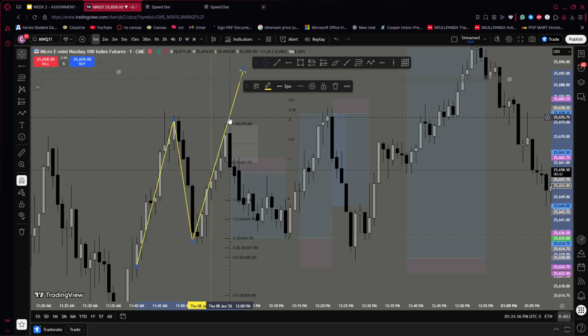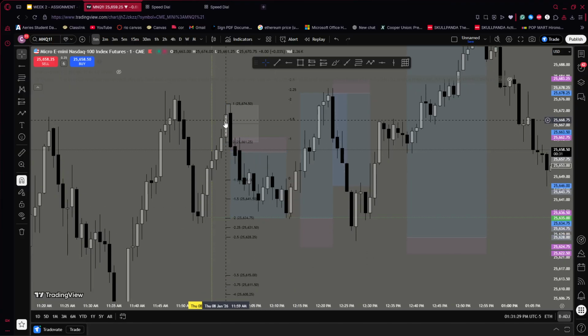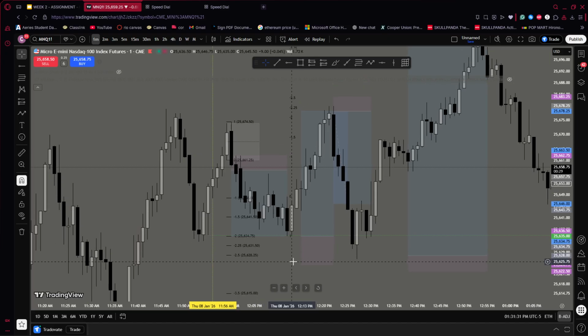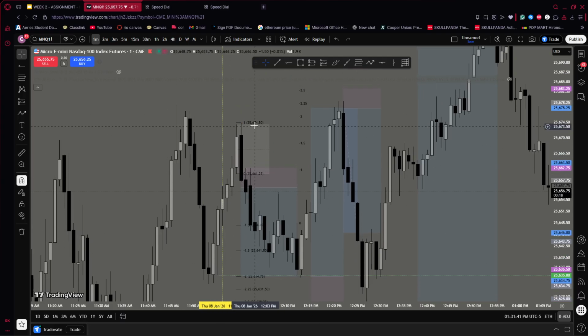And then we created a CISD to the downside, this CISD right here. So this tells me either reversal or pullback. But either way, this is good confirmation for a short. And all I was looking for was a little trade today. So since I'm confident that in this short term we are going to go down, I marked this.